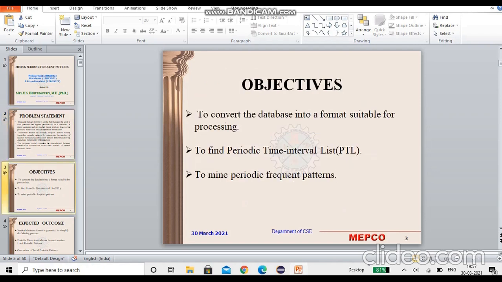Objectives: our first objective is converting the given transaction database into a format suitable for processing. The format is nothing other than the vertical format. Then, to find the periodic time interval list. The periodic time interval list is the time interval list where the patterns periodically occur in the given database. And the next one is mining the periodic frequent patterns.